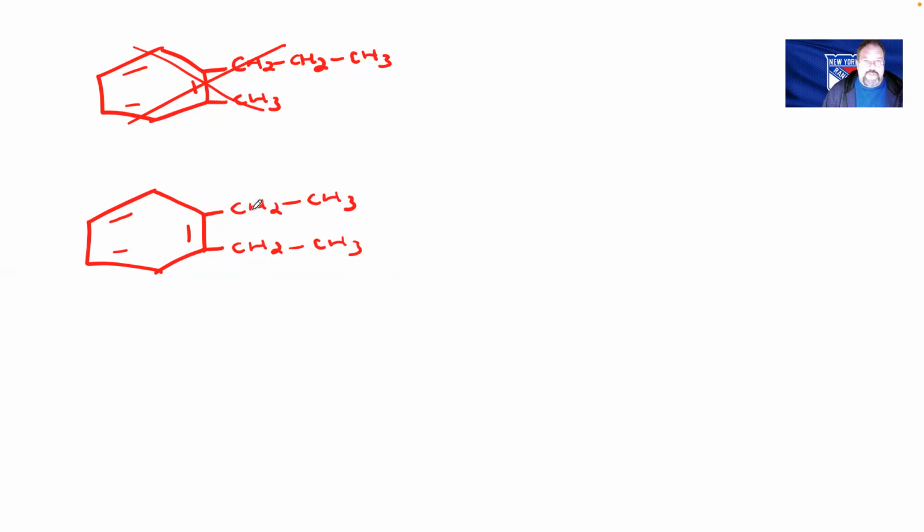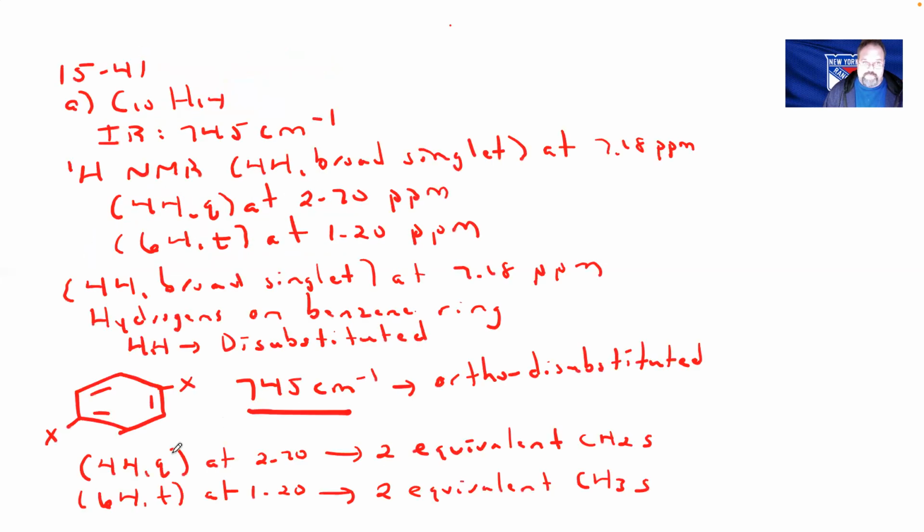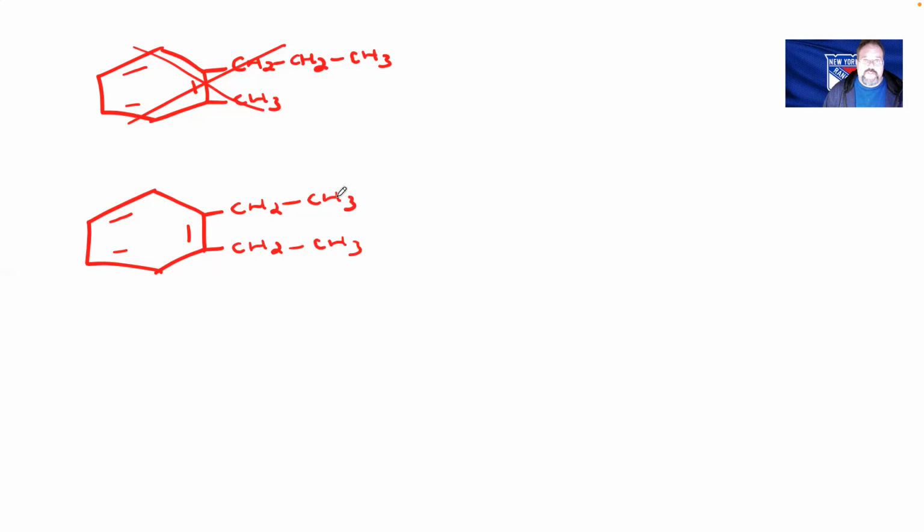For the 4 hydrogens of the 2 CH2s, how would we figure out their splitting? Pick one. Here's the carbon it's attached to. Here are the 2 neighboring carbons. There are no hydrogens here. There are 3 hydrogens here. 3 and 0 is 3. 3 plus 1 is 4. Quartet. For the 6 hydrogens, pick one. Here's the carbon. I'll pick this one here. Here's the carbon it's attached to. This is the only neighboring carbon. It has 2 hydrogens. 2 plus 1 is 3. Triplet.